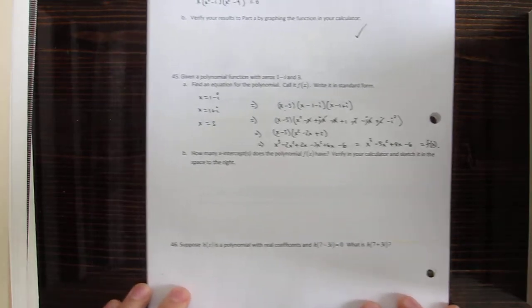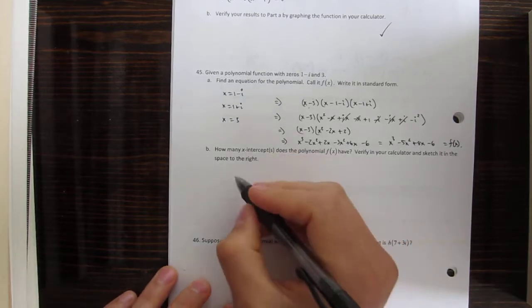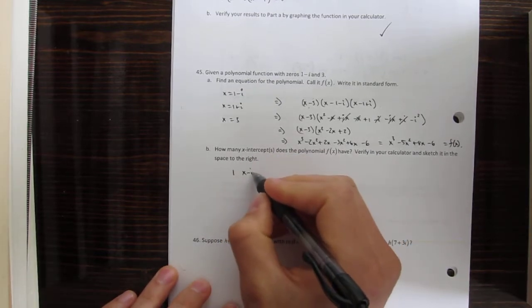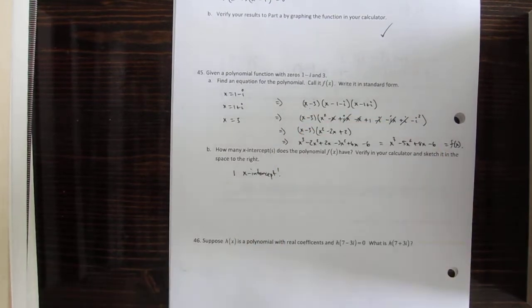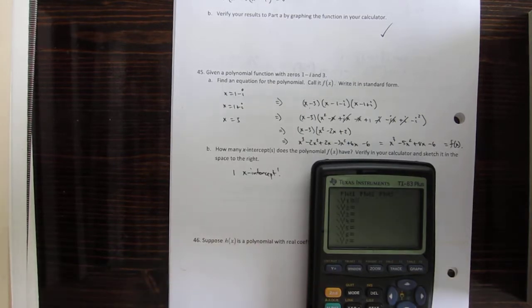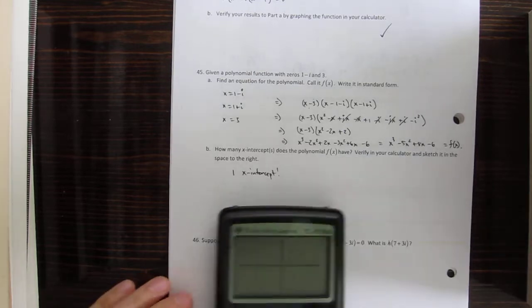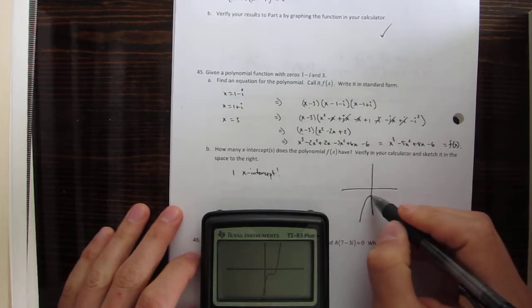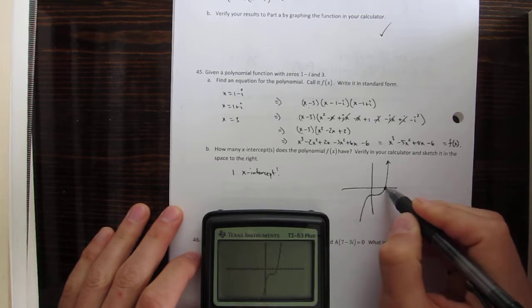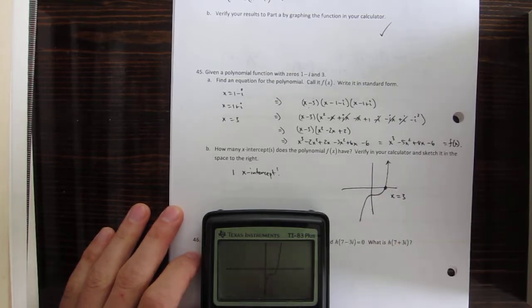How many x-intercepts does the polynomial f of x have? Well, it has 1 x-intercept, because it has two complex roots. So if we were going to verify in the calculator, we could simply graph x cubed minus 5x squared plus 8x minus 6. And we will get a graph that looks like this. And there's my 0 at x equals 3.